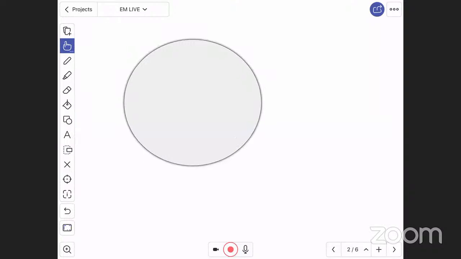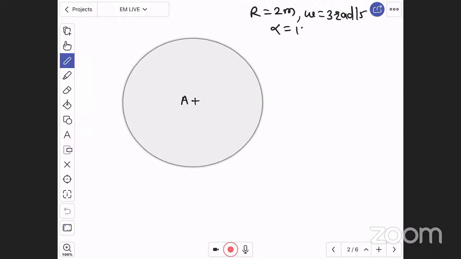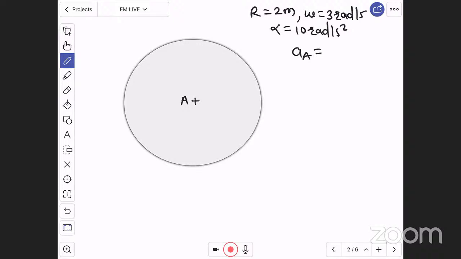There is a wheel, having radius r, center point is A, the radius of the wheel is given as 2 meter, the angular velocity of the wheel is given as 3 rad per second, and the angular acceleration of the wheel is given as 10 rad per second square. The acceleration of the center point is always radius of wheel into alpha, which is nothing but 2 into 10, which is nothing but 20 meter per second square. This is the acceleration of the center point.